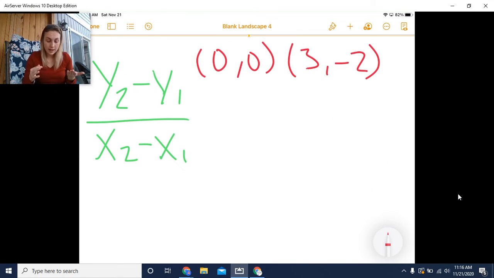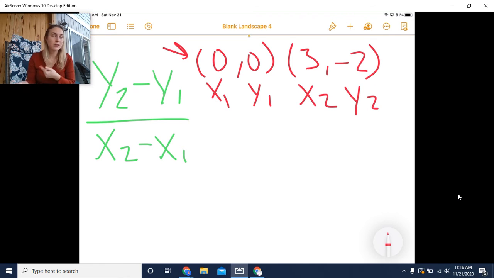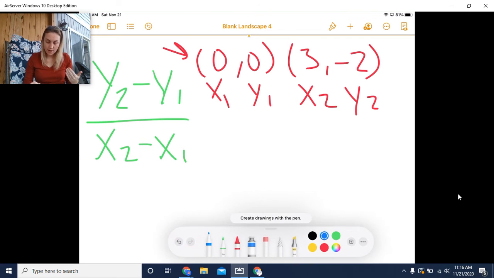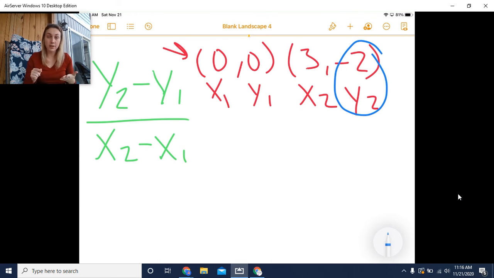All right, let's label it. Since this is the first coordinate I see, I'll just make this x1 and y1. And since the second one's the second coordinate I'll see, I'll make that x2 and y2. And once I have those labeled, I'll just throw those into the slope formula real quick. So I decided to make -2 y2, so I'll go ahead and put that in. We're subtracting that by y1, which is 0.